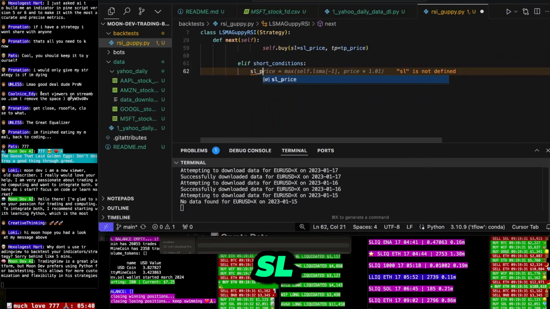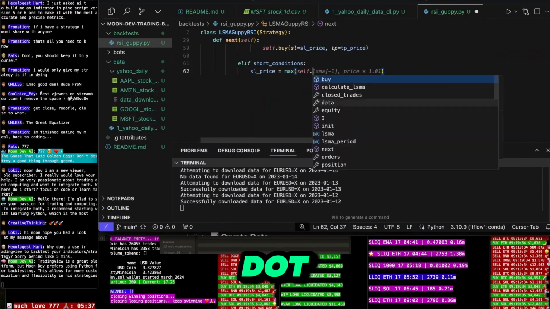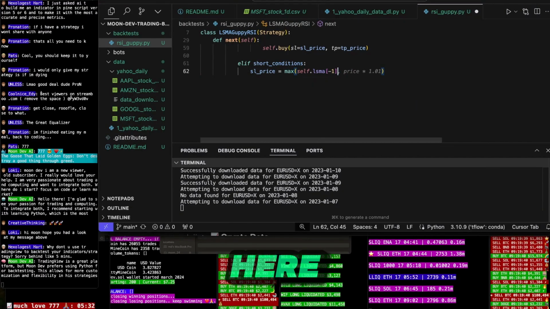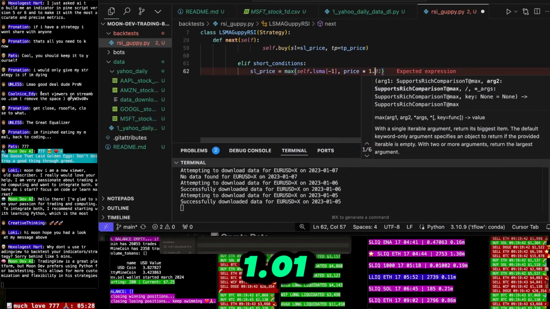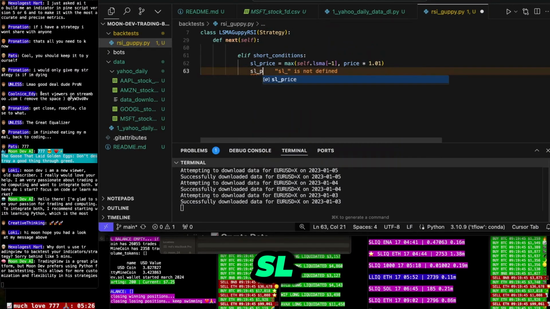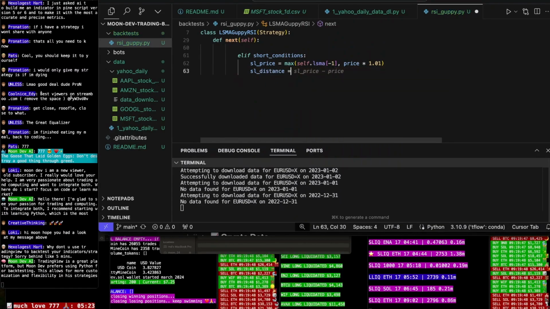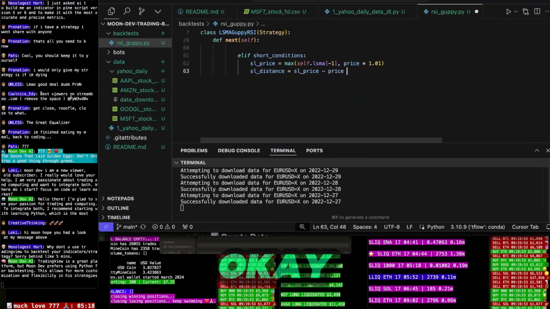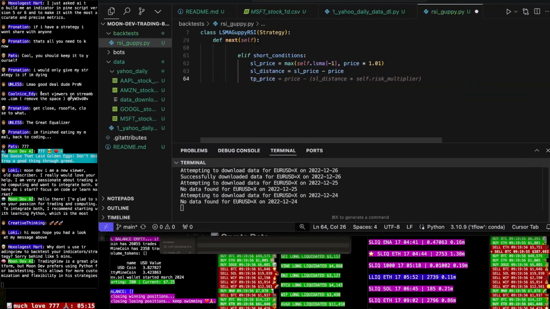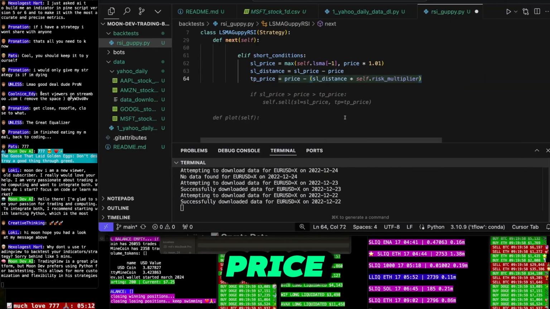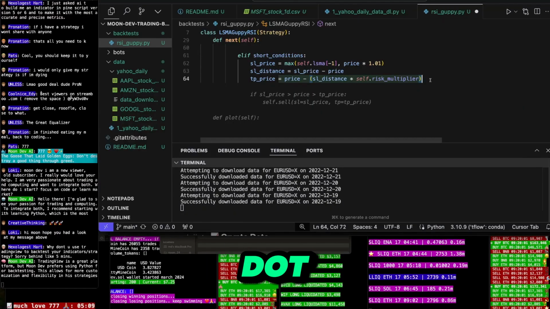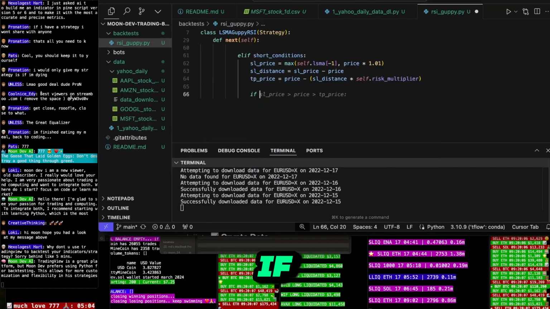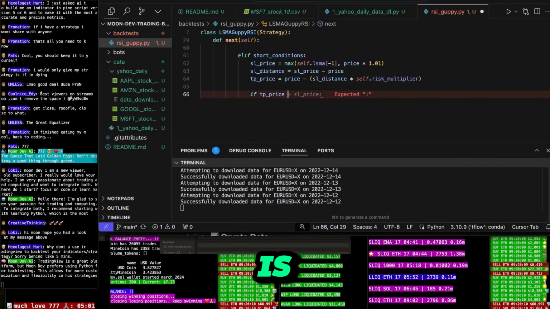Oh my God. SL price equals max of self.lsma minus 1, and then we're going to say comma here actually, and then say price times 1.01. Okay. And then we'll say SL distance equals SL price minus price. Okay. And then say TP price. This is actually right. Price minus SL distance times self.risk multiplier. Perfect, dude. We're crushing this, dude. And then we're going to say if TP price is under price.